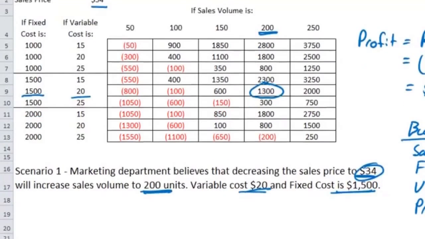So decreasing the sales price to 34 isn't a good idea because our profit dropped from 1500 to 1300. So we don't want to decrease the sales price. It's not worth it to get those additional 50 units in sales, to 200 units in sales.